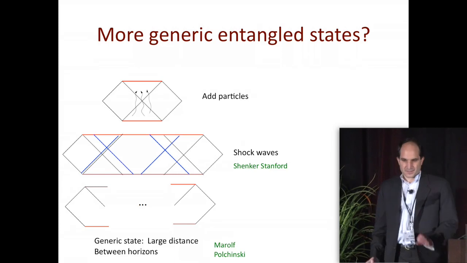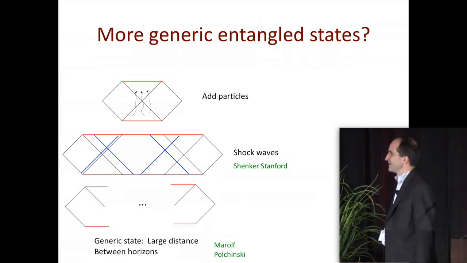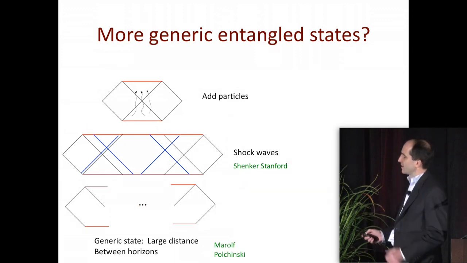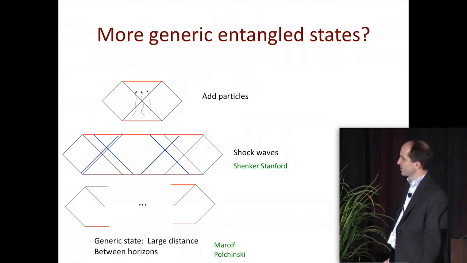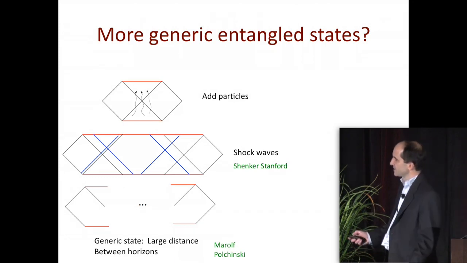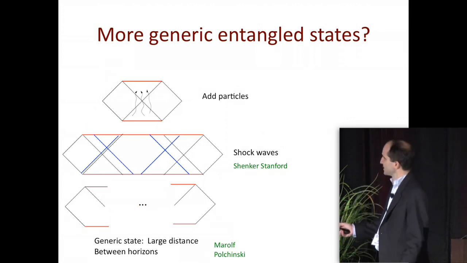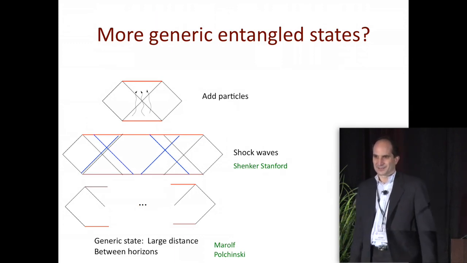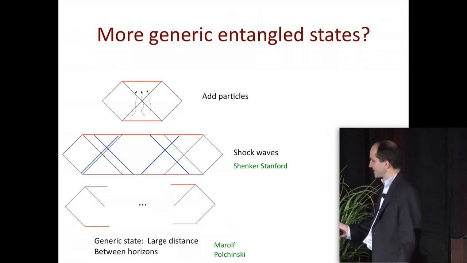Now the question is: this was the case for a very simple entangled state. What is the situation with more generic entangled states? Well, we can add particles, and those are small deformations of the original state that can be understood. There was a case discussed recently by Shenker and Stanford of adding shock waves, and the interesting thing that happens is that as you start moving away from this very specific state, the distance between these two horizons starts growing. That state is very special because the distance between the two horizons is minimal.